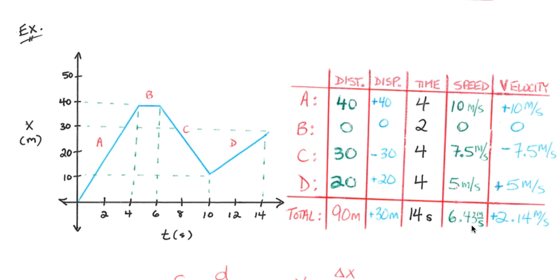And if you look, you'll find that 6.43 generally falls within the range of these values, so it's a good average. But I can't simply just add these 3 up or these 4 up and divide by 4. That will give me the wrong answer.